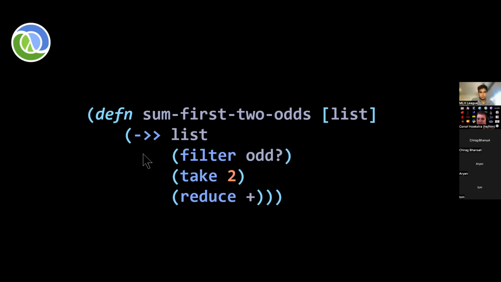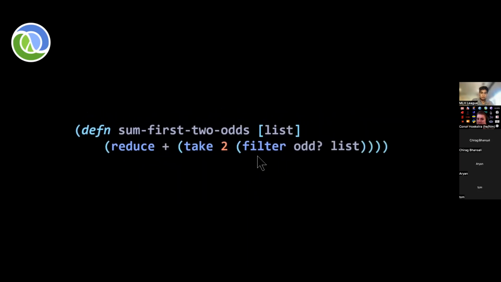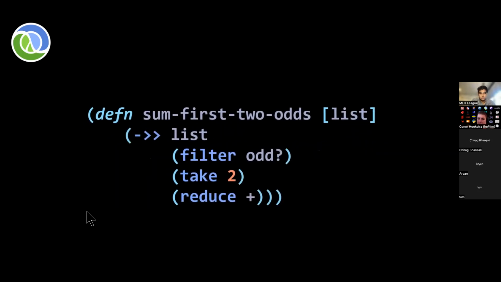But basically what this does is it takes this inside out, where you have to read what's on the inside, then the next layer, then the next layer, and makes it so that you're threading your argument through these functions. So you can just read it linearly. So here, you take your list, you filter out the odds, you take 2, and then you do a plus reduction. And for me, this code is absolutely gorgeous.